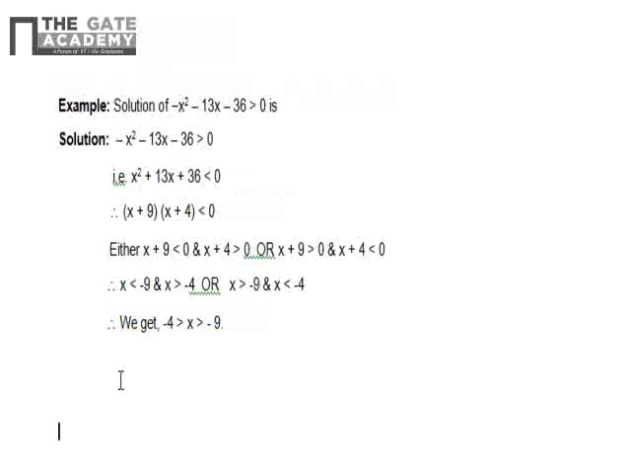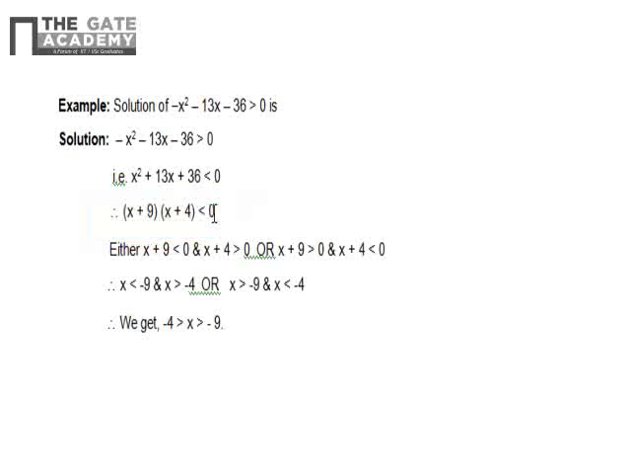Now this is the next example. Solve the inequality minus x square minus 13x minus 30 is greater than 0. If we multiply by minus 1 throughout, the sign will get changed. Greater than will become less than.